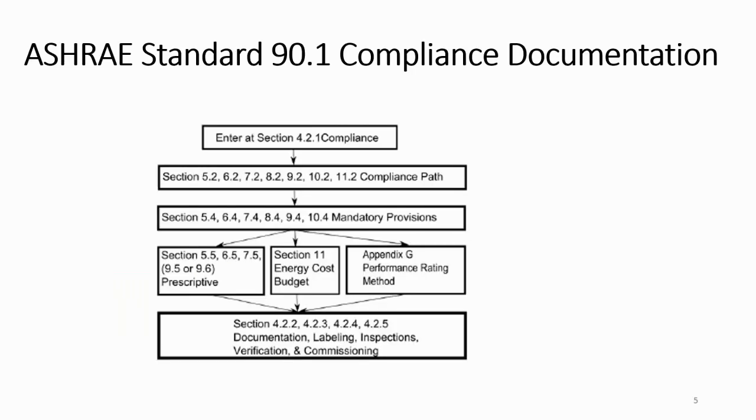So this diagram is taken from Standard 90.1. It's shown at the top of Section 4 of the standard, and it shows at a glance the different requirements that projects have to meet in order to document compliance with 90.1, and the different compliance options available within 90.1.